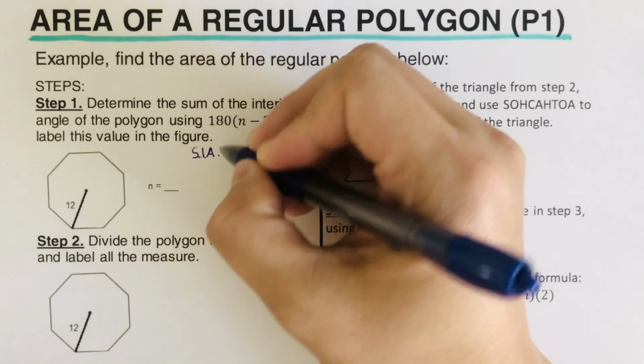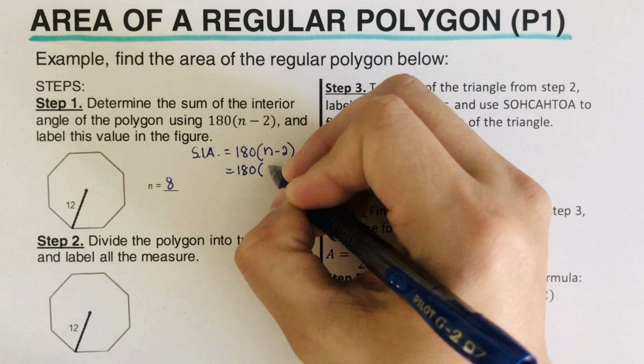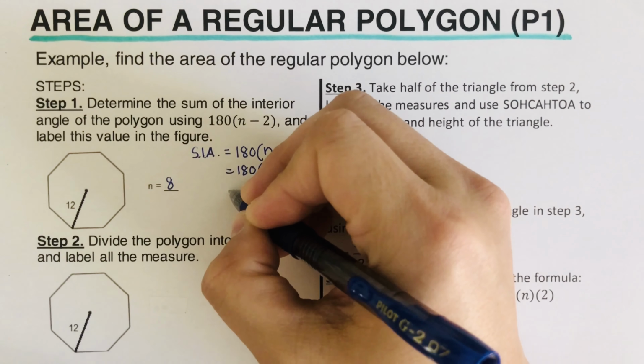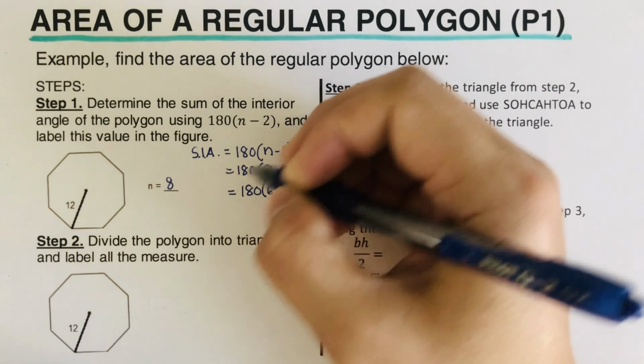We need to determine what the n is. N refers to the number of sides, so we can go ahead and count it: 1, 2, 3, 4, 5, 6, 7, 8. So n is 8. This is an octagon. So we put in the n value: 180 times 8 minus 2 is 6. If we multiply 180 by 6, that would be 1080. So 1080 is the sum of all the measures of the interior angles.